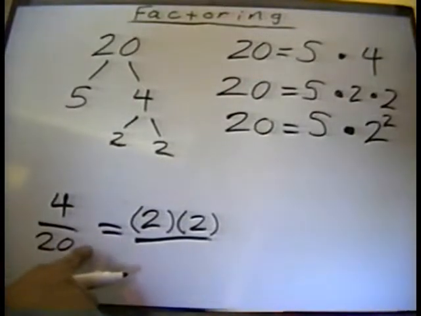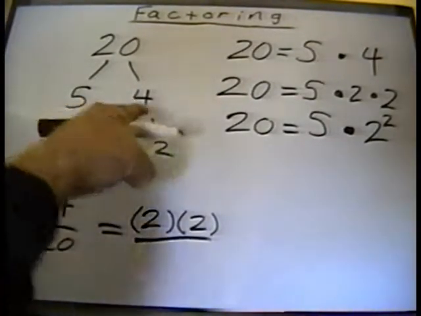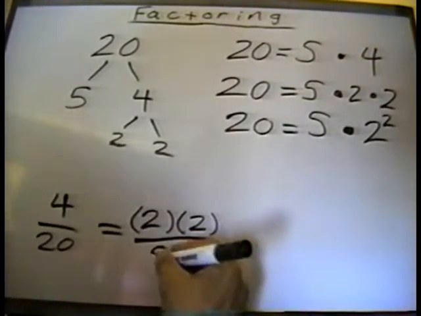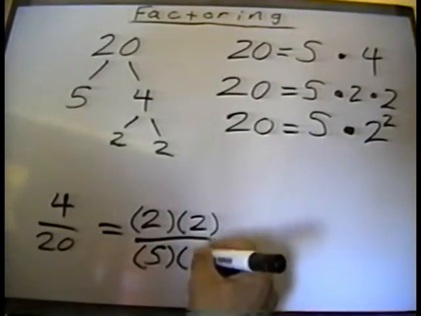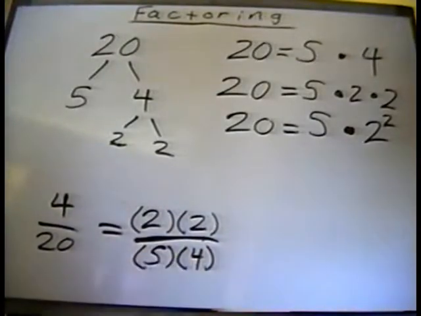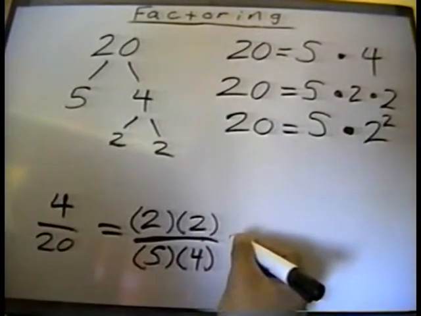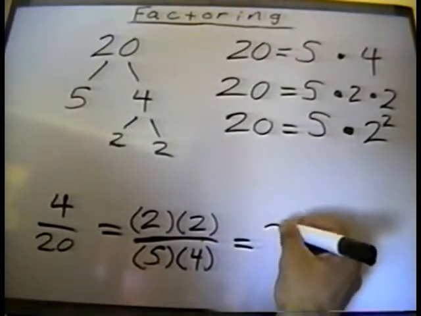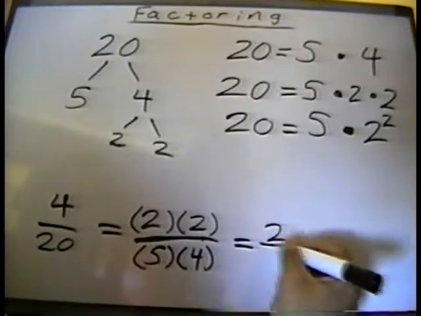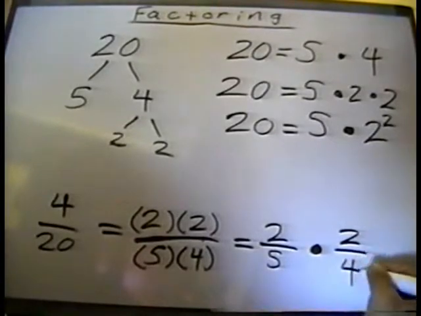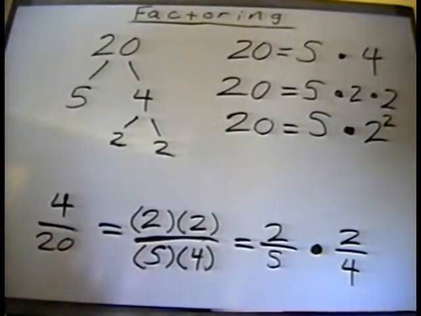Okay, 2 by 2. And 20 becomes 5 by 4. Okay, just write it down. 2 by 2 over 5 by 4, or you could say 2 over 5 times 2 over 4.